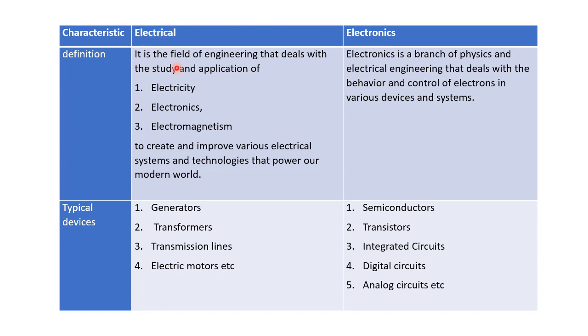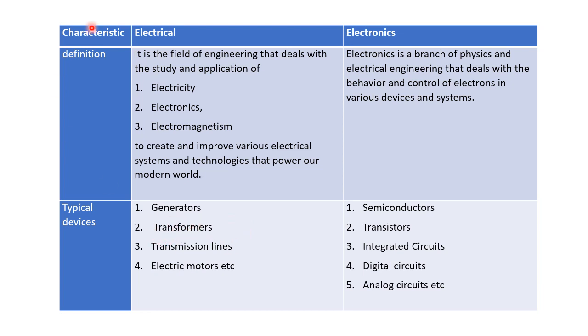When you study electrical, you will come across these terminologies like generators, transformers, transmission lines, and electric motors. So we'll see one by one. What are generators? We all know what electrical generators are. It produces electrical energy from mechanical energy. Okay, it is generating the electricity from the mechanical energy. Different power plants are examples of these generators.